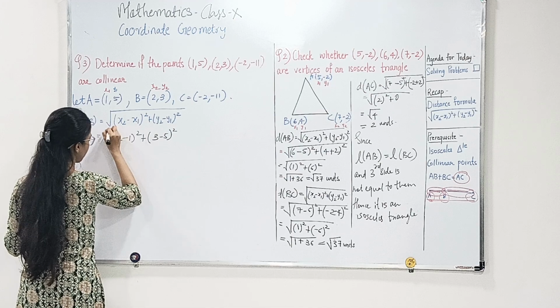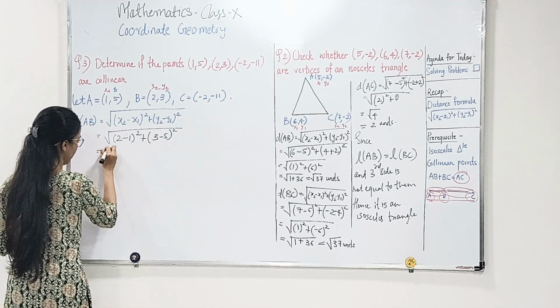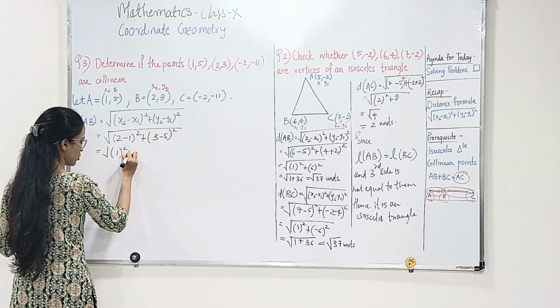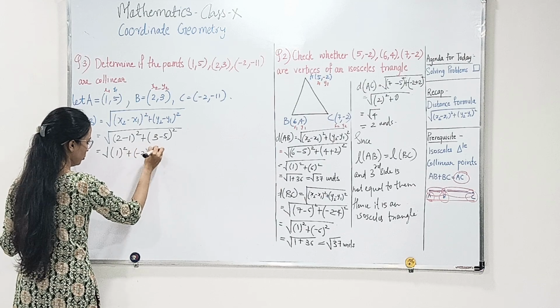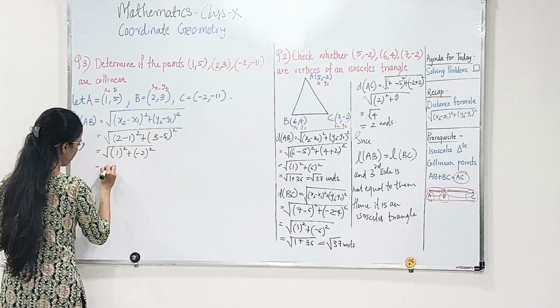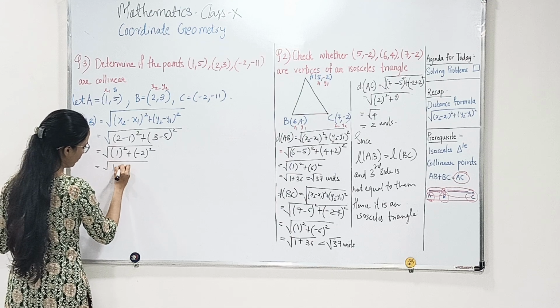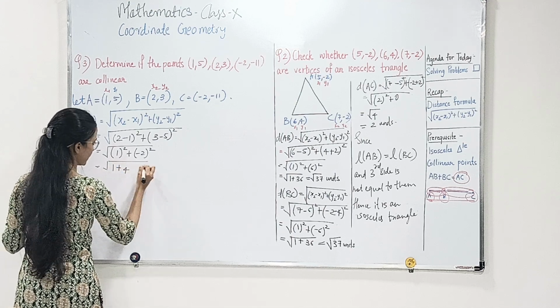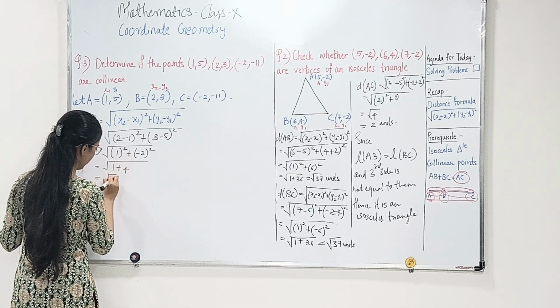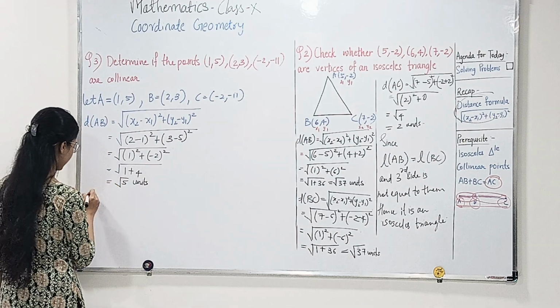Now this is equal to (2 minus 1 is 1) the whole square, (3 minus 5 is minus 2) the whole square. So you get under root of 1 plus 4, which is equal to root 5. Now let's calculate the length of BC.